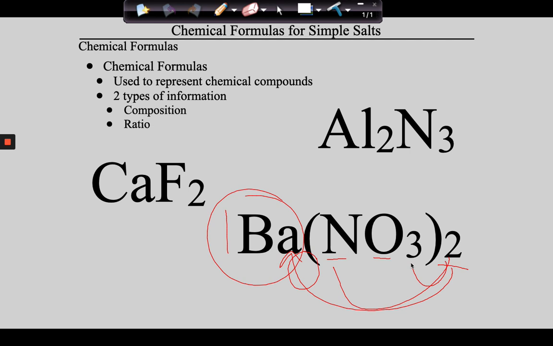Guys, this is something we're going to talk about more on Thursday, but I wanted to present it to you now. So again, the big idea is that chemical formulas tell us what it's made of and the ratio of the elements. Y'all good? Okay.